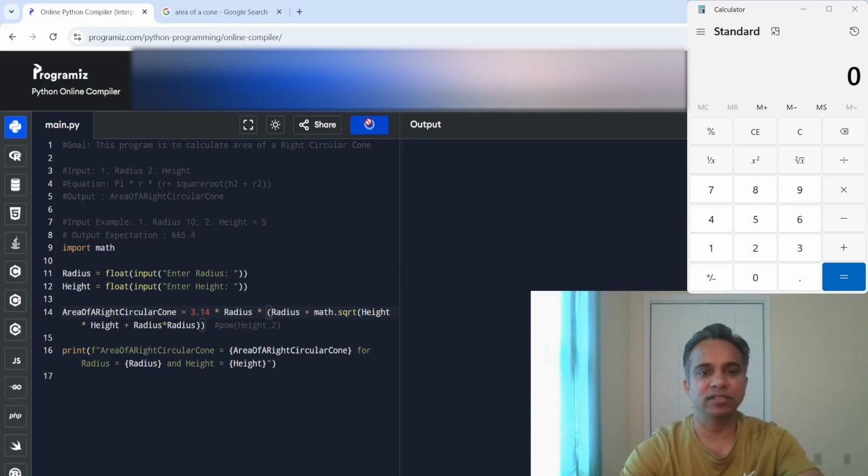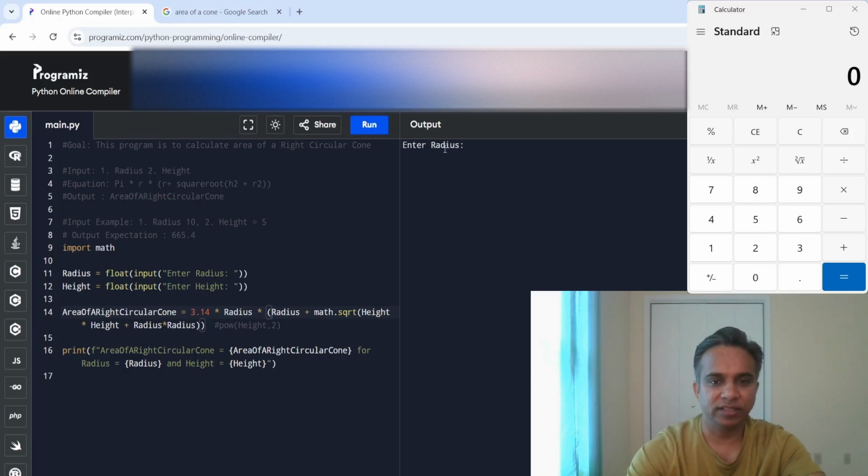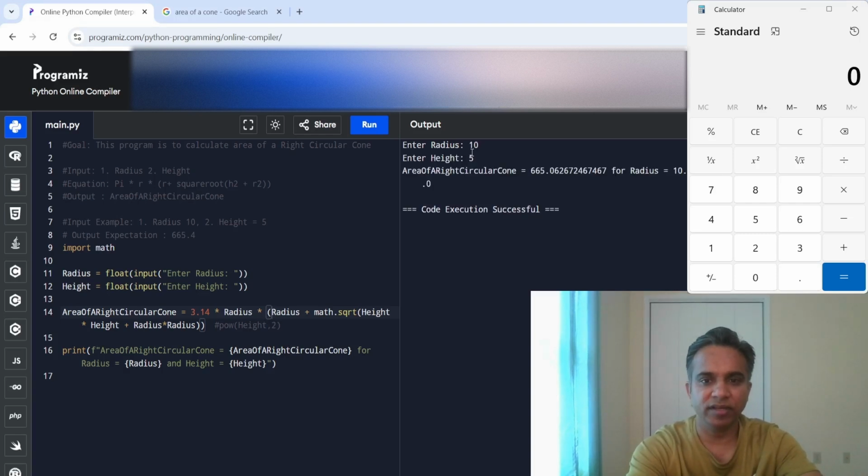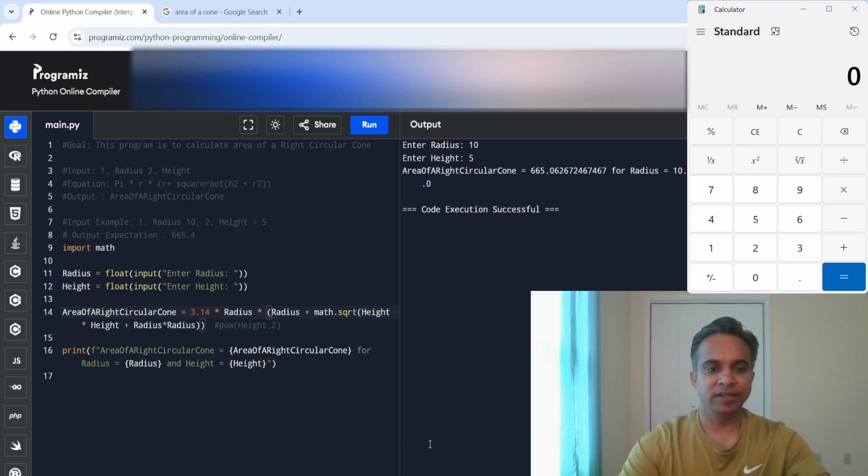Let's run through this. So radius is 10, height is 5, and we are looking at output, that is 665.06 for radius 10 and 5. So that is how we calculate area of circular cone with inputs radius and height.